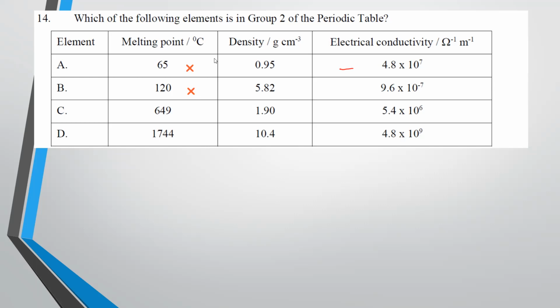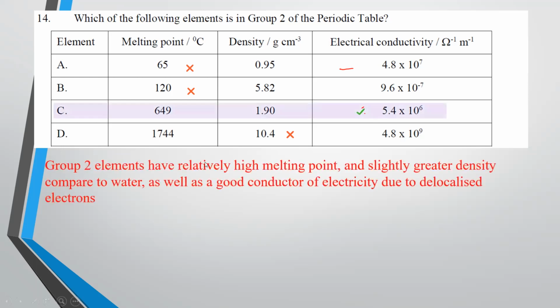Okay, so C and D, if you look at their density, the density of group 2 is supposed to be quite low, not this high. So when D is very high, that means that it does not belong to group 2. And finally, in terms of electrical conductivity, group 2 is a good conductor. So the best answer that describes the whole thing in here will be C. Okay, so that is how you solve question number 14.